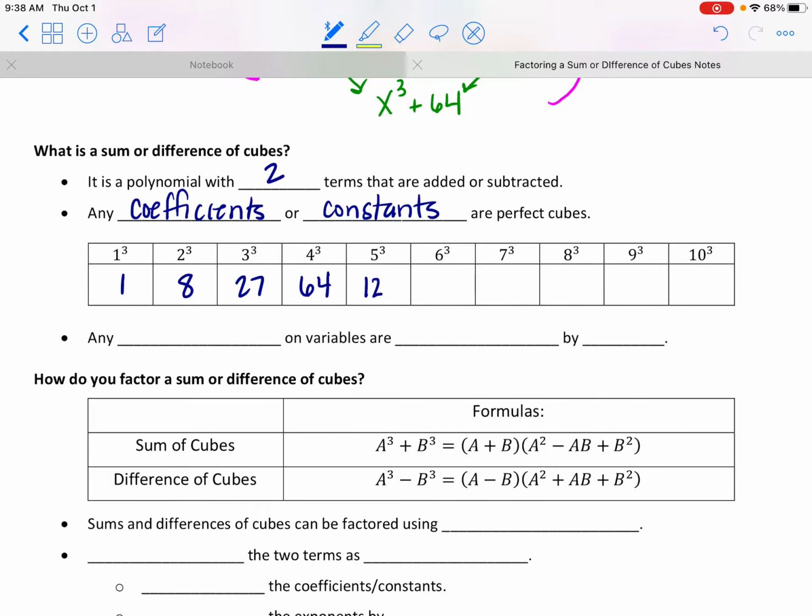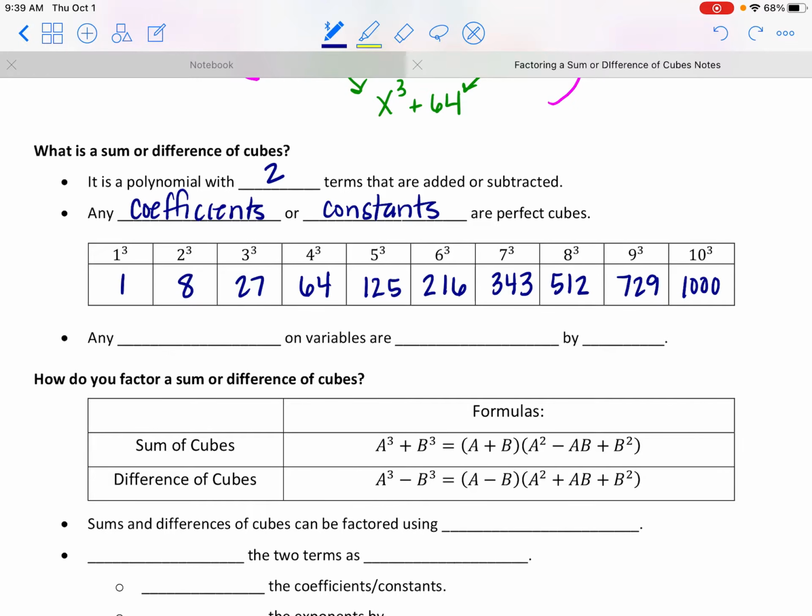5 cubed is 125. 6 cubed is 216. 7 cubed is 343. 8 cubed is 512. 9 cubed is 729, and 10 cubed is 1,000. So what we're looking for is any of our coefficients, like the 1 here, or constants like the 64 here. We're looking for those numbers to be on this list of perfect cubes.